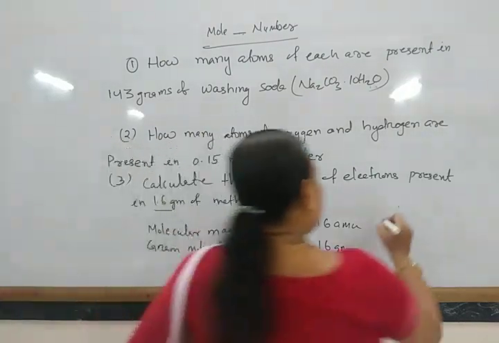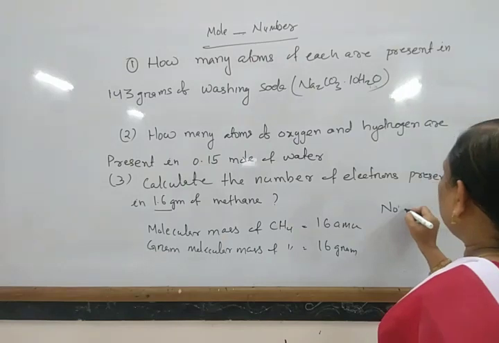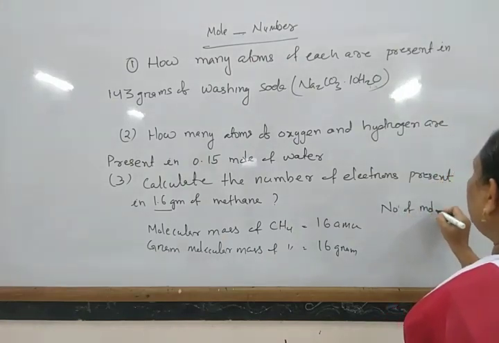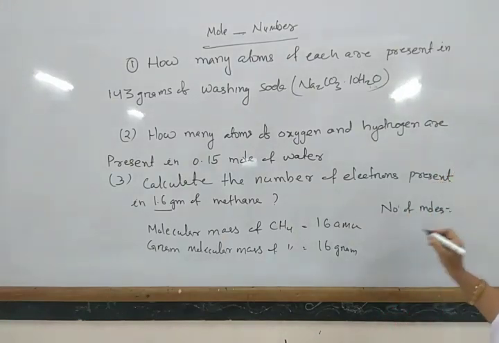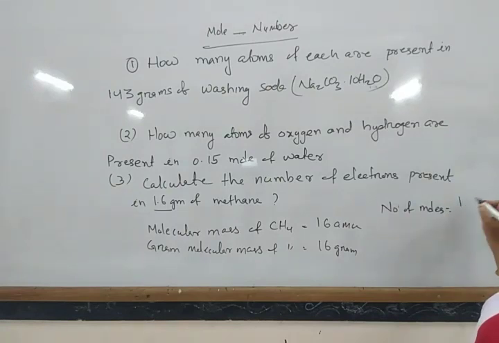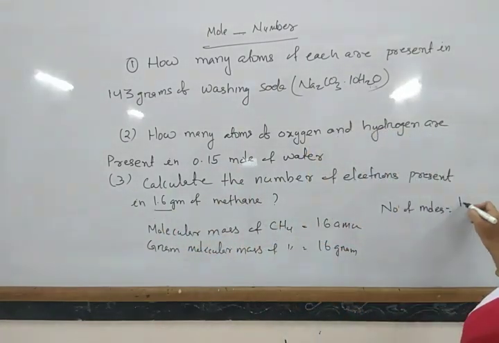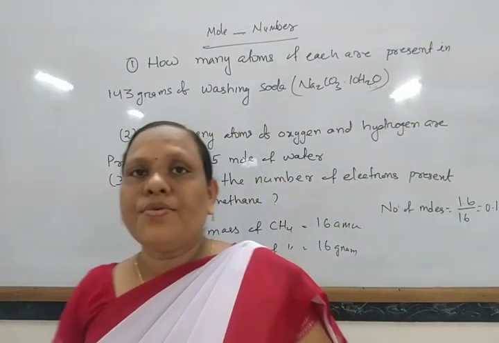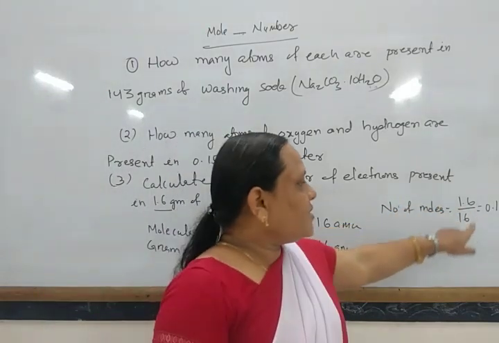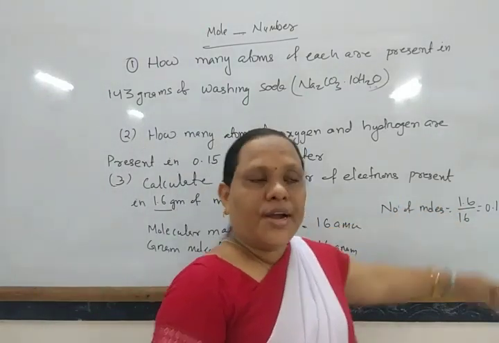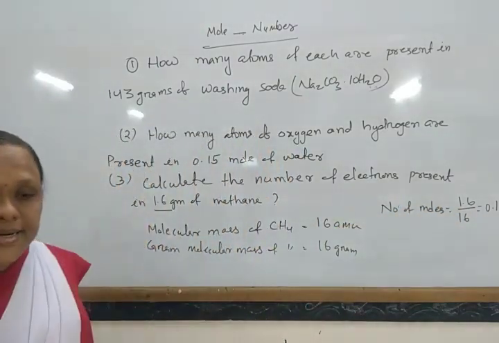Okay. Then what is the number of moles? Given 1.6 gram, so 1.6 by 16, that is 0.1. So number of moles is 0.1. See, 1.6 by 16, 0.1 mole.